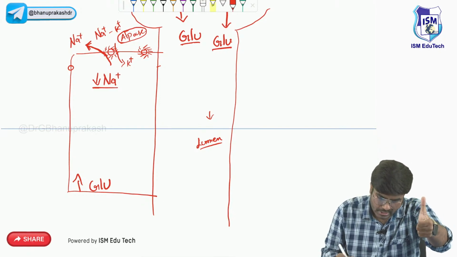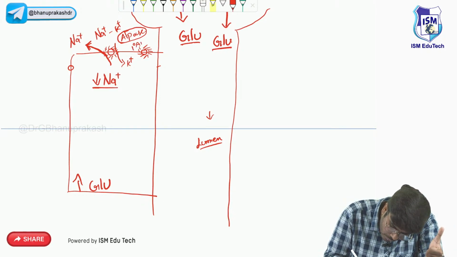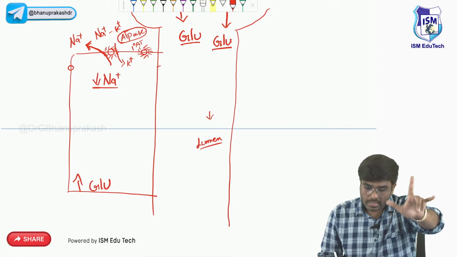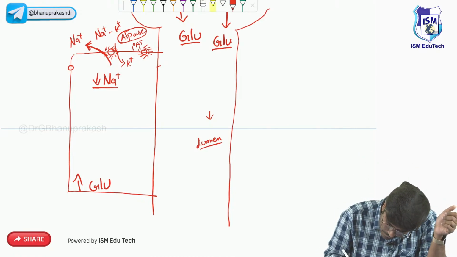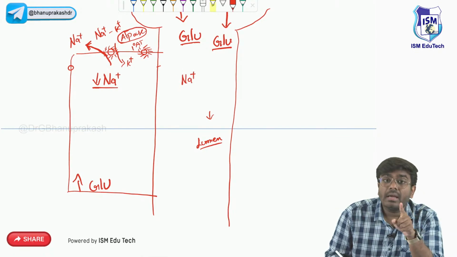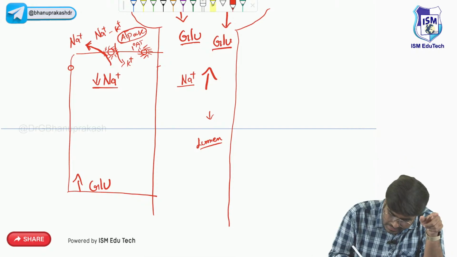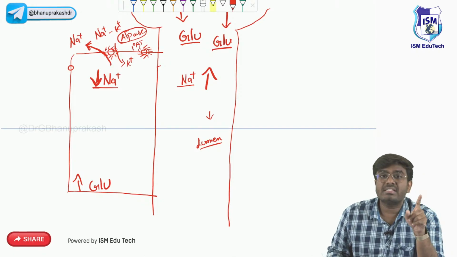ATP is being utilized, so here it is primary active transport, no doubt. Sodium potassium ATPase is an example of primary active transport. Now see, here sodium is there. In the lumen, sodium concentration is more. Inside the cell, sodium concentration is less.